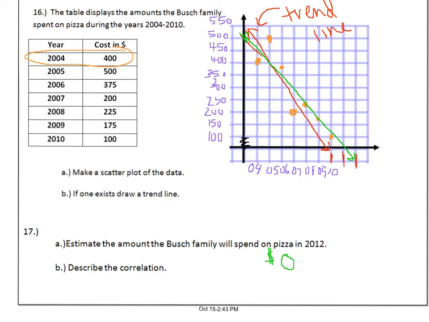Now it says describe the correlation. I know that this is going to be a negative correlation, because if I look at the slope of my trend line, either one of those lines, the red one or the green one, because they're a little bit inaccurate, either one of them, though, is negative.